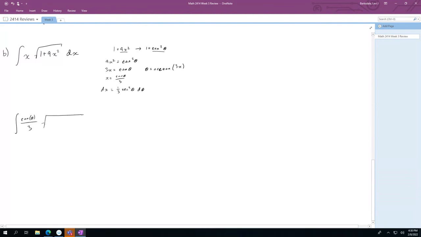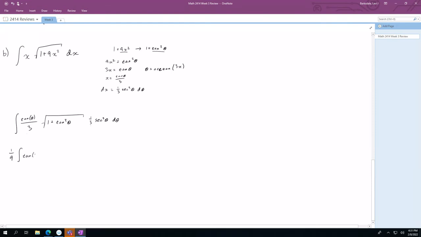We have now the square root of 1 plus our 9x squared becomes tangent squared. And our dx becomes 1/3 secant squared theta. All right, so let's go ahead and see what cancels. We have a 1/3, a 1/3. I'm going to pull that out front as a 1/9.